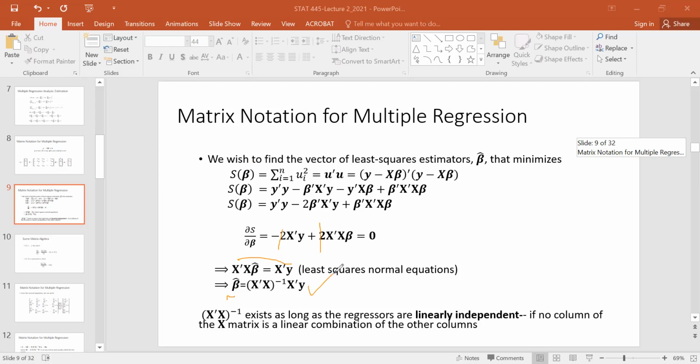You must remember this. If you are asleep, and they ask you what's the OLS estimate in multiple regression, in the matrix form it is x transpose x inverse, x transpose y. You must always remember this when you're going to an exam.